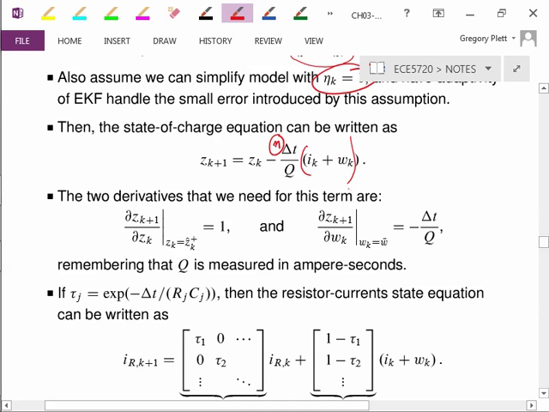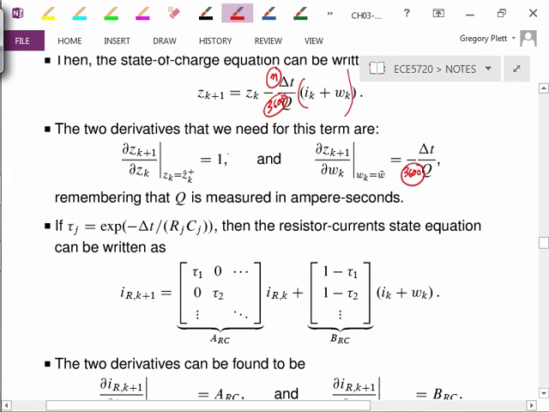In this equation, Q is measured in ampere seconds. If we do happen to measure in ampere hours, which is maybe more common, there would be a factor of 3600 Q instead of just plain Q in the denominator. So that's a choice of how we write the equation. You have to do unit analysis always to make sure that what you're doing makes sense. Those are the components of A hat and B hat that are needed for the state of charge equation.